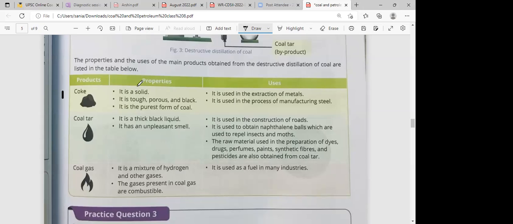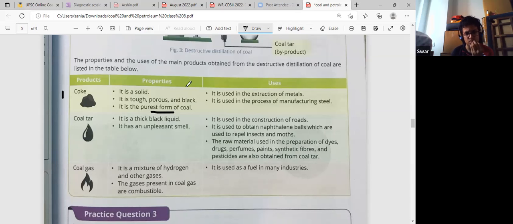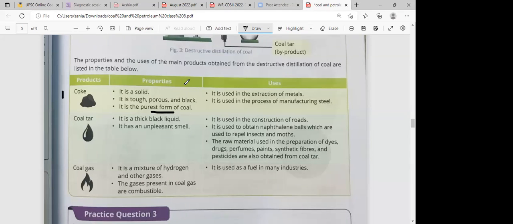Okay. So, how will you say this is coke? It is solid, tough, porous, and black. Porous means it has holes. And it is the purest form of coal. Porous means there are little holes from which air can pass, right? So that is porous. Okay.